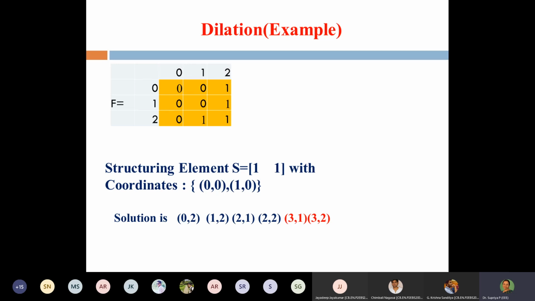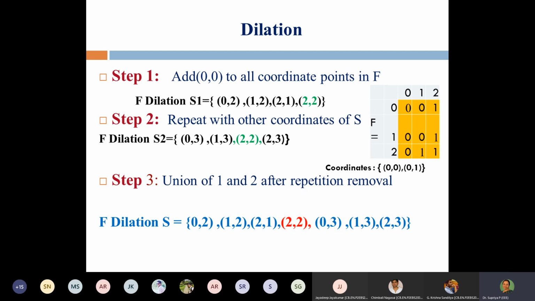Can you just attempt it? The step 1 will be the same, only step 2 you need to repeat. So to this, if you add 1, 0, what would be the solution? And you need to find the union.